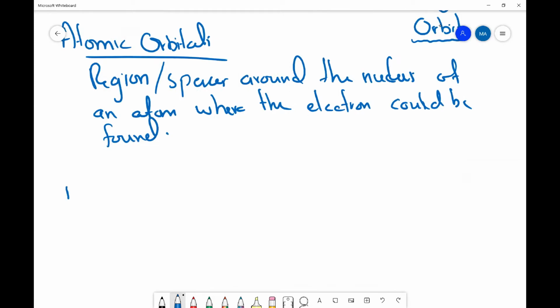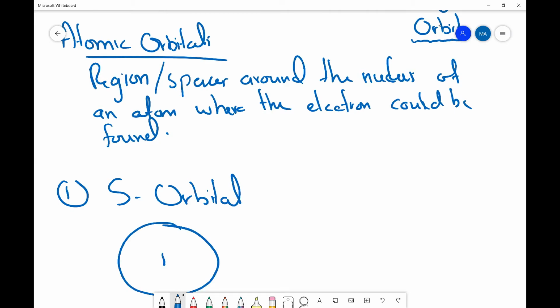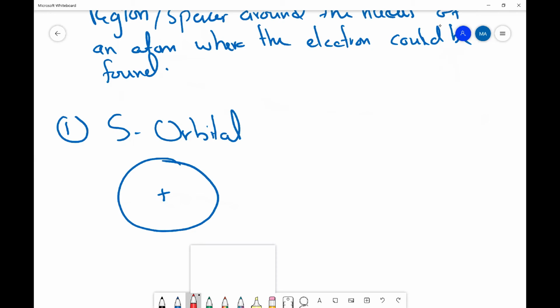The first type of orbital is the s orbital. The s orbital is just like the example that we just did. There's a nucleus and there's a circle, a spherical orbit, and all the region within the sphere is the area where the electron could be found. All this region here. So the definition of an s orbital is the spherical region around the nucleus, the most basic example.